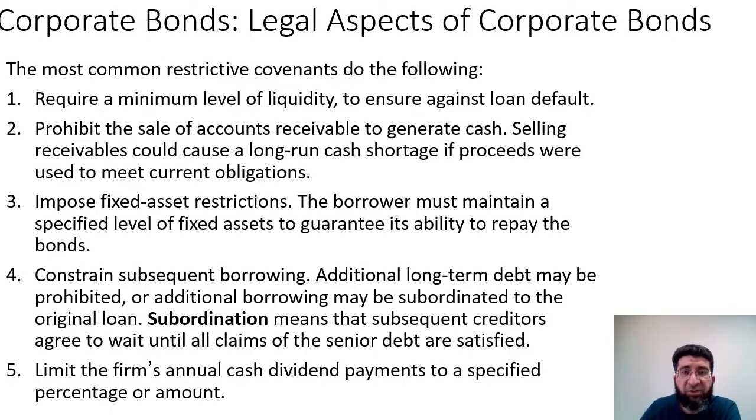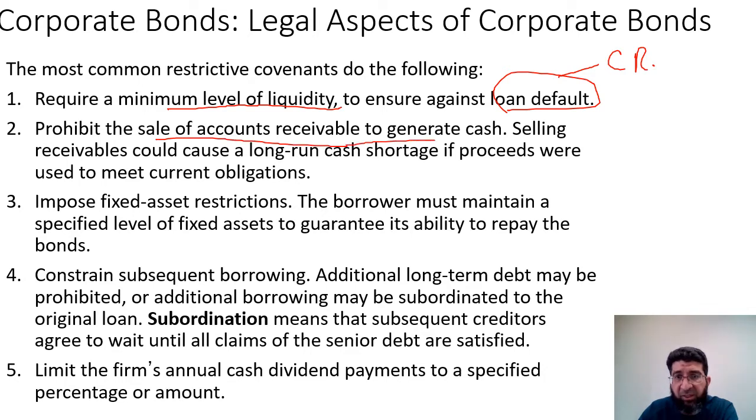The most common restrictive covenants are as follows. For instance, if a bond is issued by the firm, they will be required to maintain a minimum level of liquidity to ensure against loan defaults. So you see the current ratio comes into action here. Prohibit the sale of accounts receivable to generate cash. Selling receivables could cause a long-run cash shortage if proceeds were used to meet current obligations.